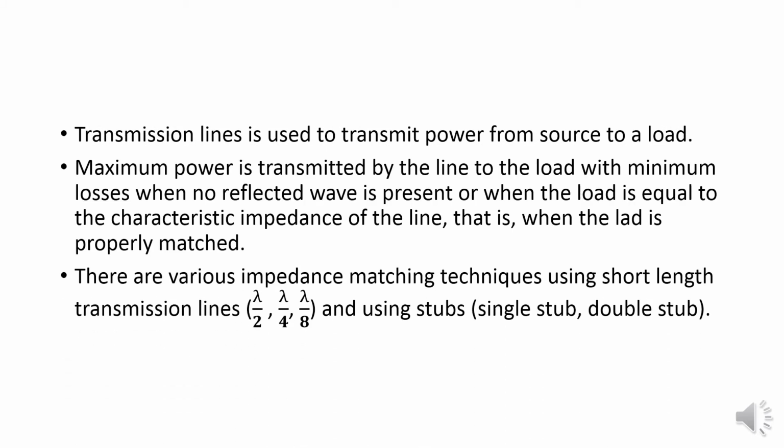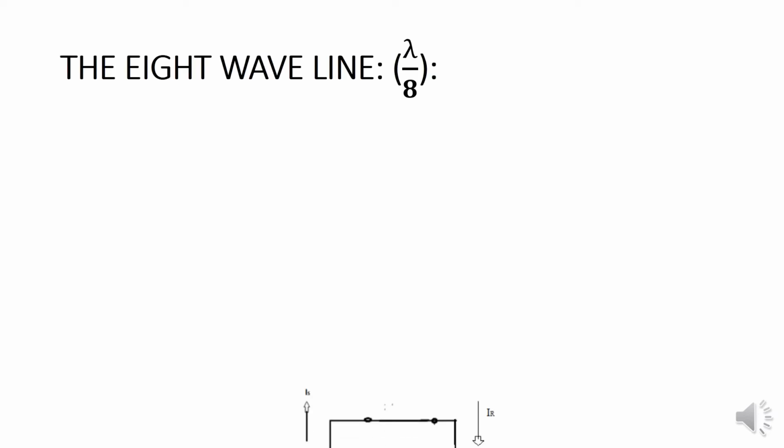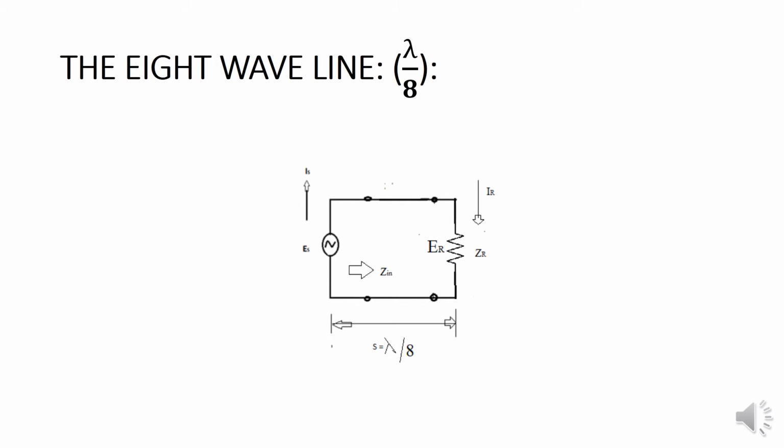the transmission line has impedance matching techniques based on short length transmission lines: lambda by 2, lambda by 4 and lambda by 8 line, and based on stubs: single stub matching and double stub matching. So, the 8th wave line. This is the diagram for the 8th wave line.